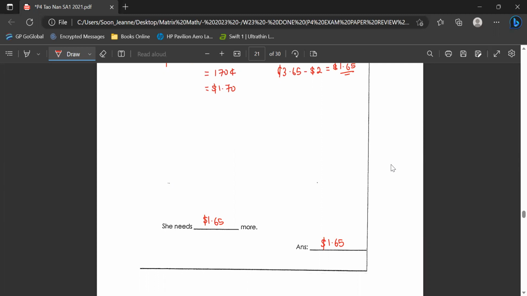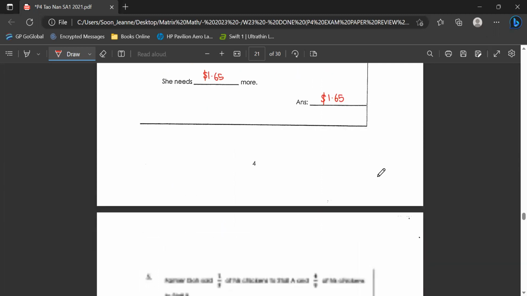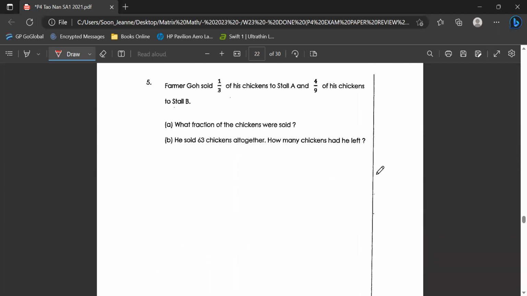Okay. Moving on to question number 5. A farmer sold 1/3 of his chickens to store A and 4/9 of his chickens to store B. A is asking you what fraction of the chickens was sold. Okay, so you just add the 2 fractions. This is for store A, this is for store B. So I'm going to add the fractions, 1/3 plus 4/9.